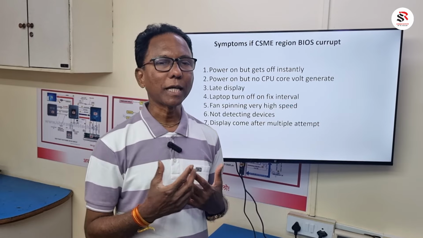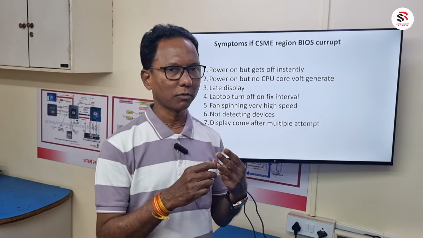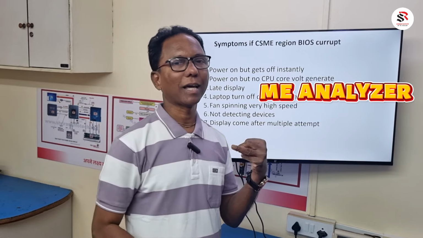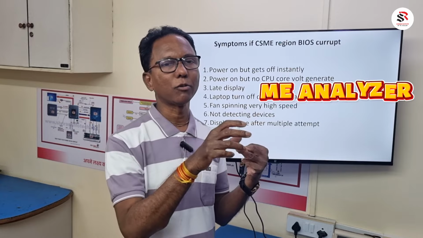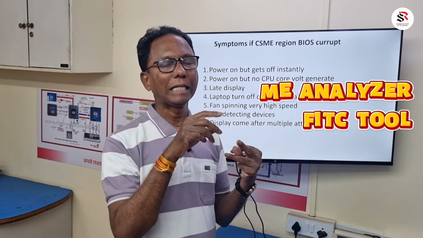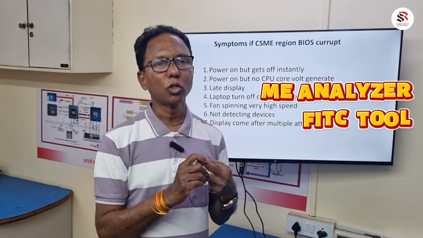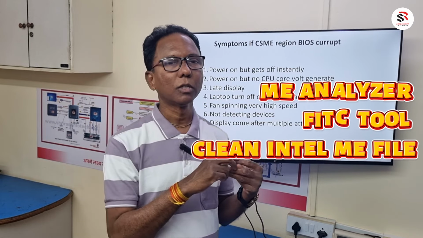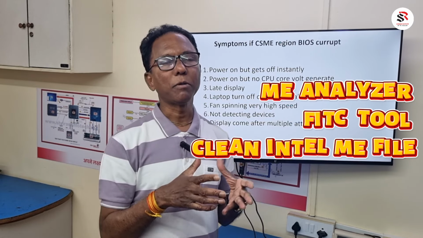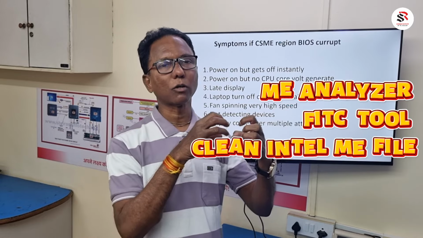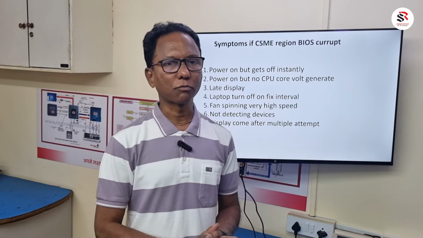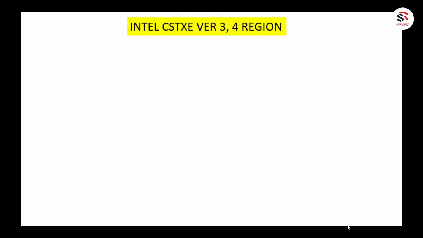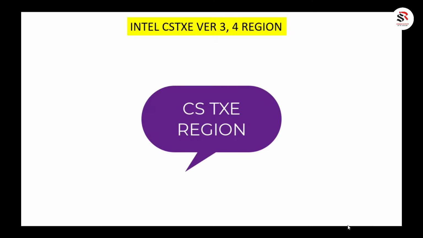And for that, we have to use three things. First thing, we have to use ME Analyzer. We'll analyze the BIOS, and then we'll see what version is there and what SKU is there. Number two, we require the FITC tool to clean up that BIOS, and the third will require a clean Intel ME file, and we have to combine it with our old BIOS and create another working BIOS, which we'll see in this video. So now we'll learn how to do CS TXE version 3 and 4 regions BIOS.